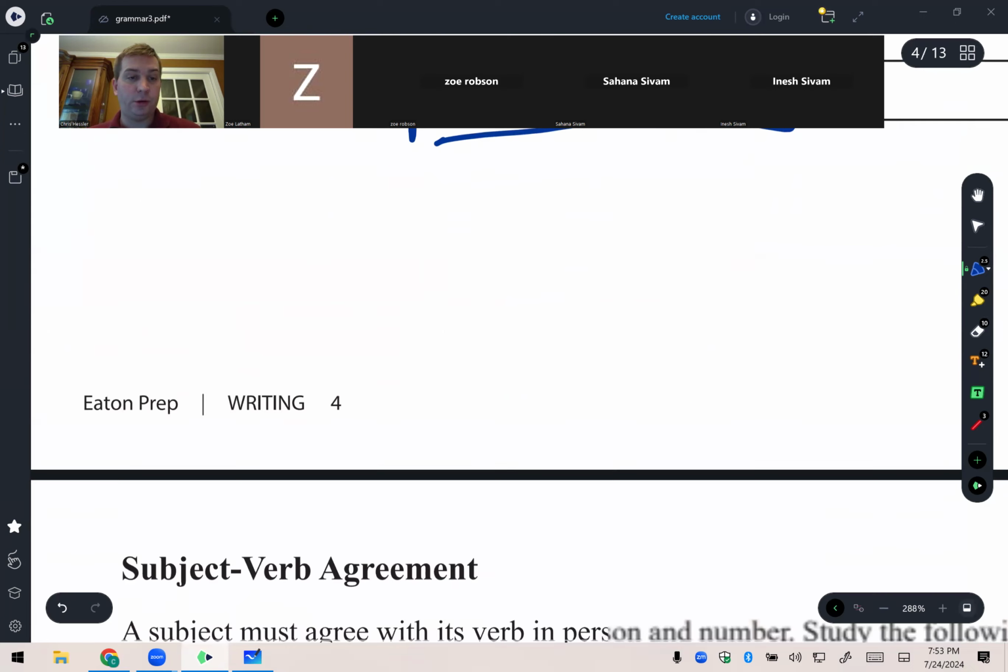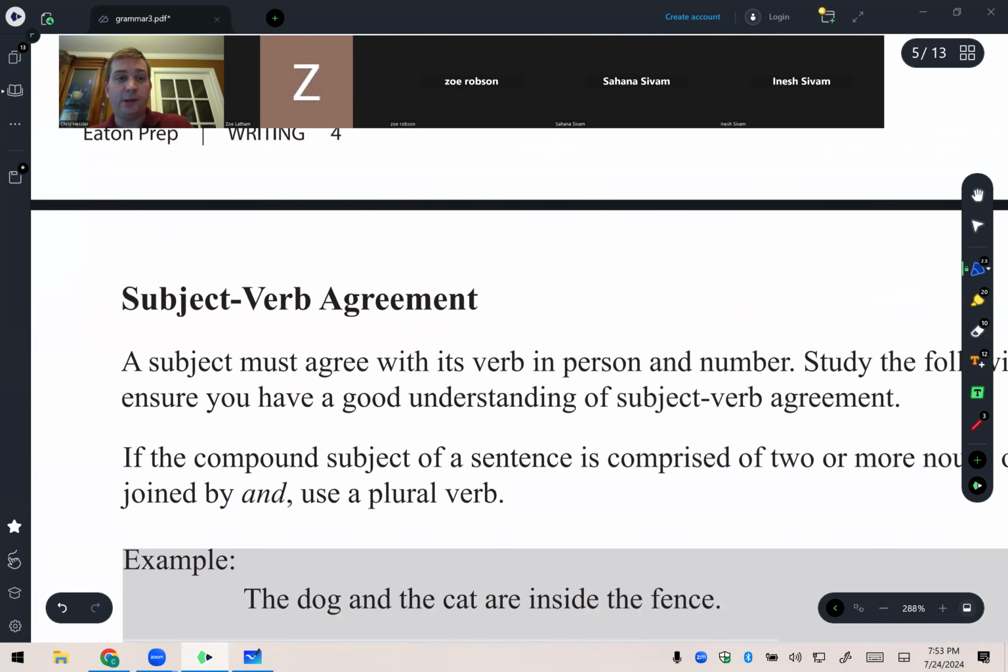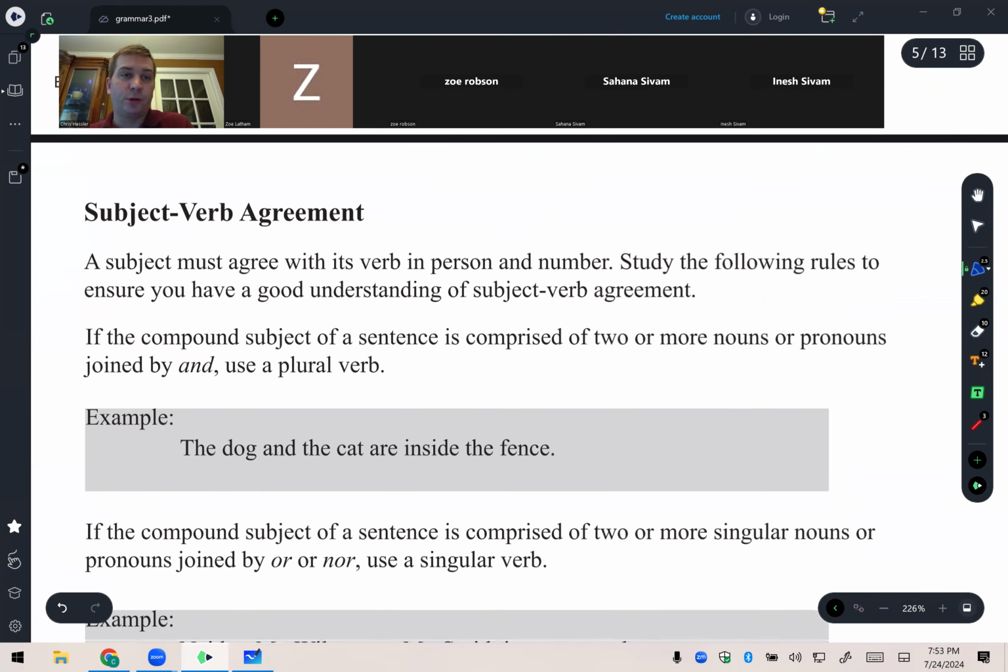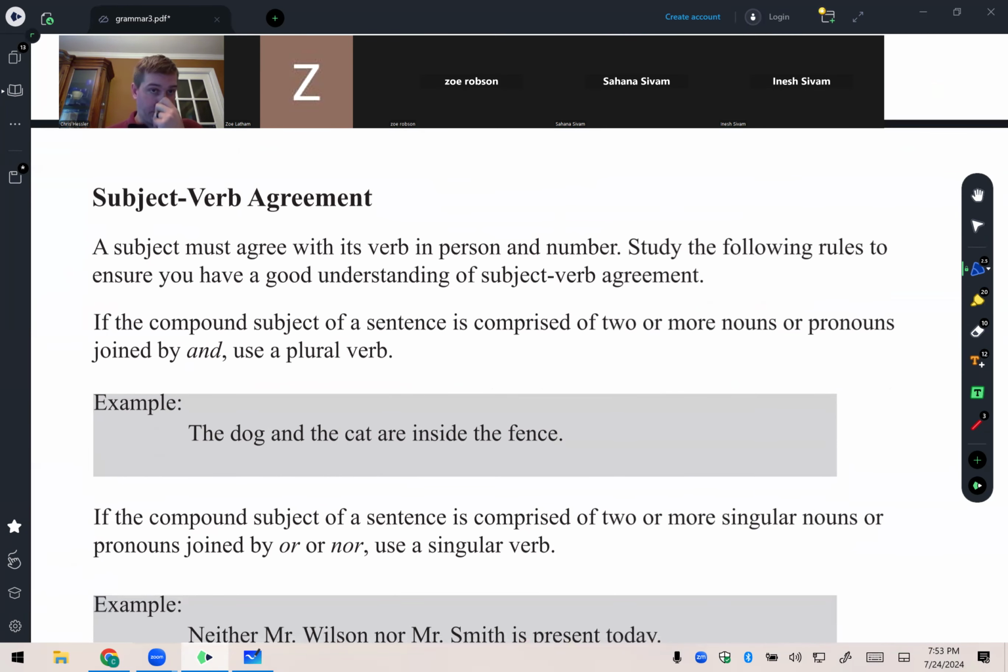All right, so those are tenses. They can test us on subject-verb agreement. And I'm just going to go over some rules for this. So a subject must agree with its verb in person and number. Usually they're testing the number component. So singular verb forms go with singular subjects. Plural subjects take plural verb forms. There has to be subject-verb agreement.